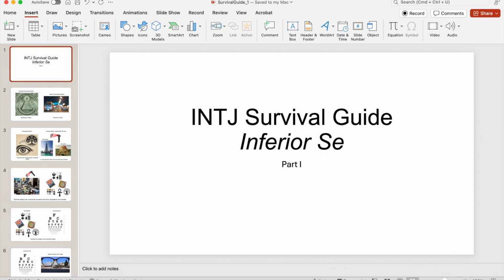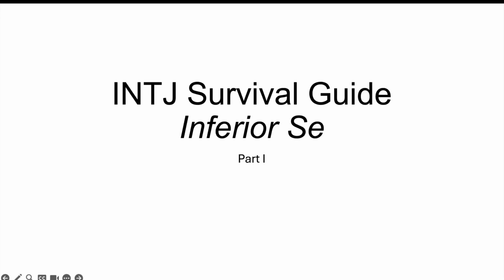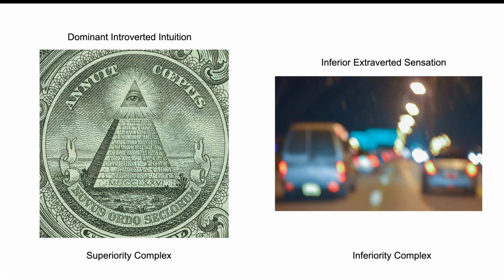All right, so this is an INTJ survival guide, part one on inferior SE. On the left here we've got dominant introverted intuition. This is your superiority complex. You've got the all-seeing eye, because you think you can see everything on the inside of your mind. And then on the right we have inferior extroverted sensation, which is symbolized by some blurry vision here. Somebody that forgot their glasses before they went driving.